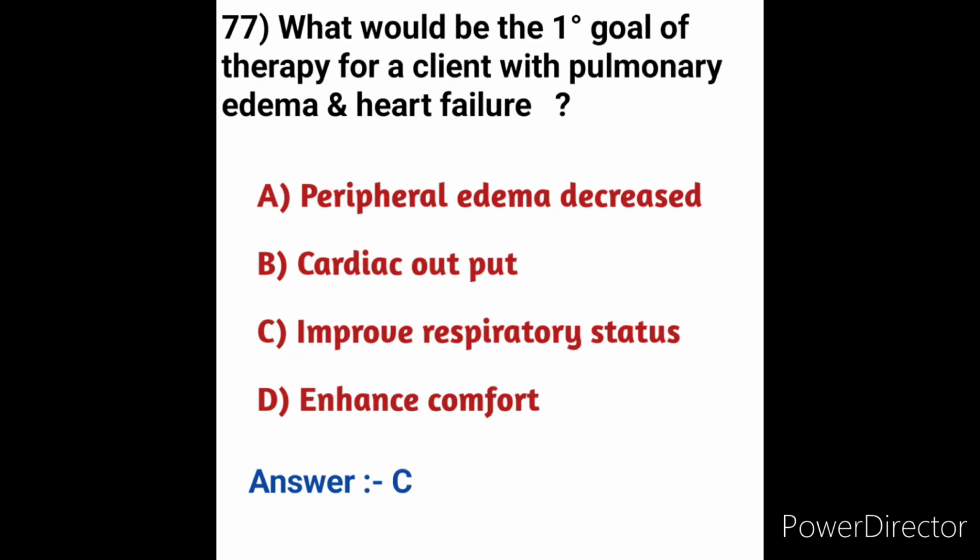The 77th question is, what would be the primary goal of therapy for a client with pulmonary edema and heart failure? We will see the options here. Option A, peripheral edema is decreased. Option B, cardiac output. Option C, improve respiratory status. Option D, enhance comfort.